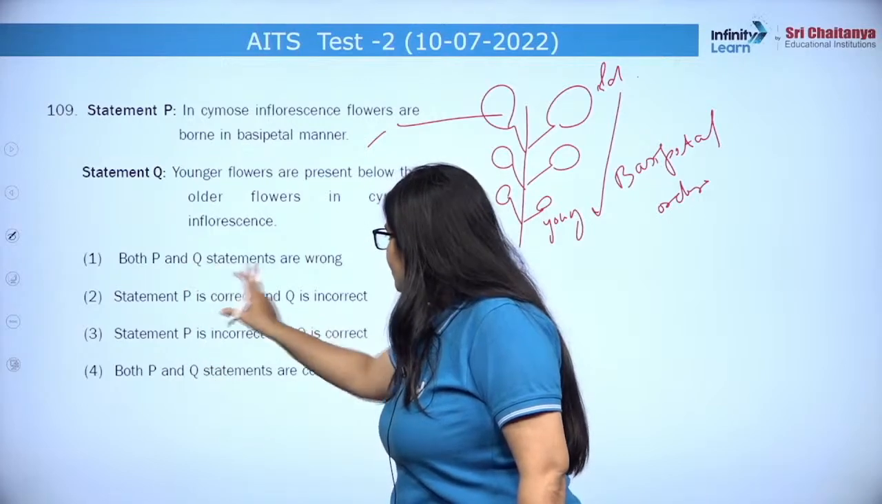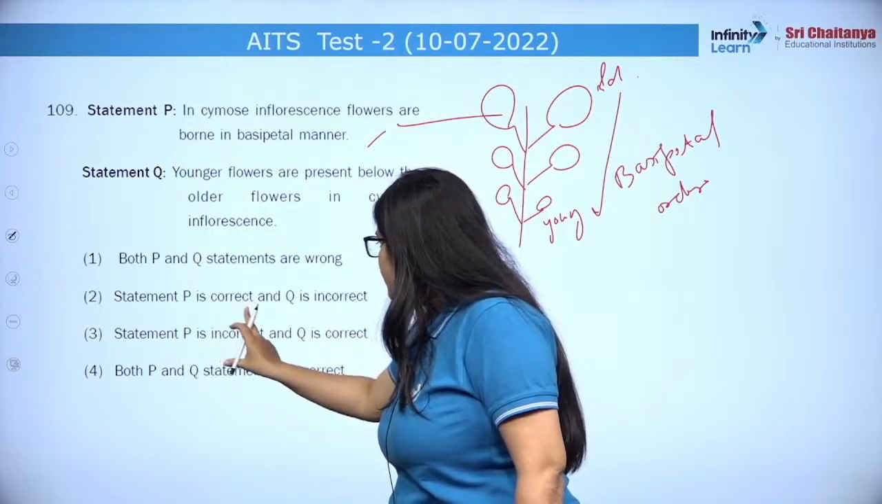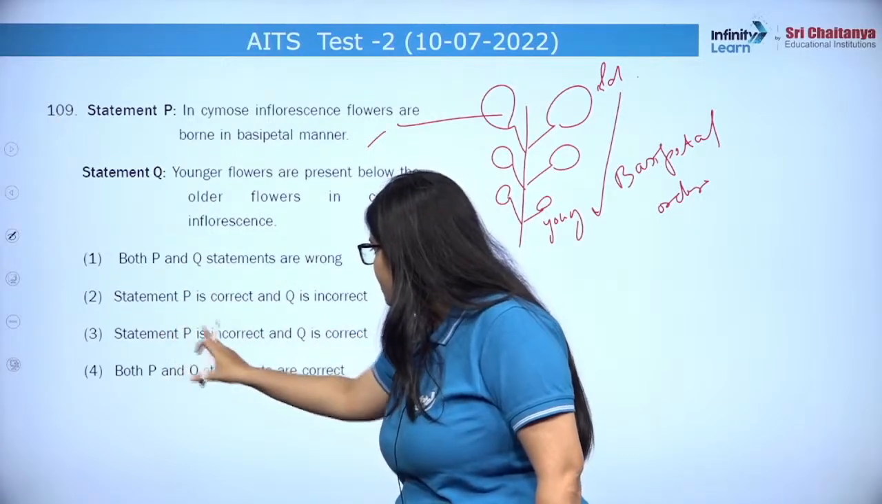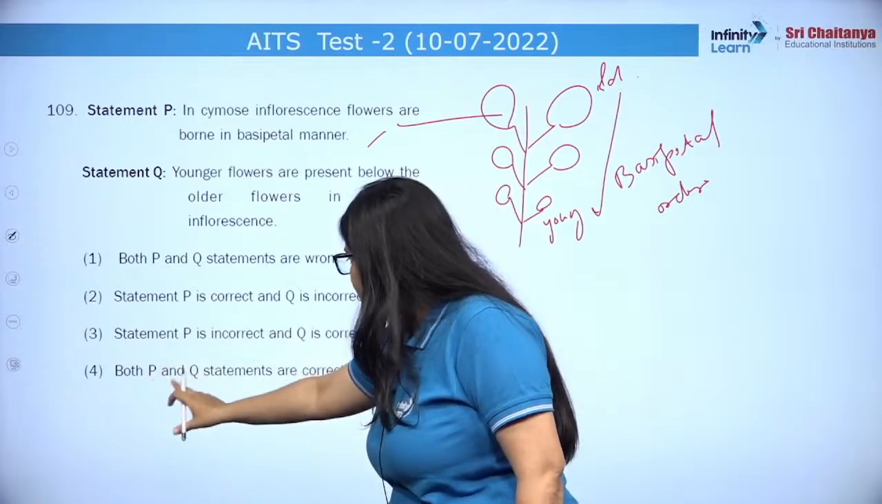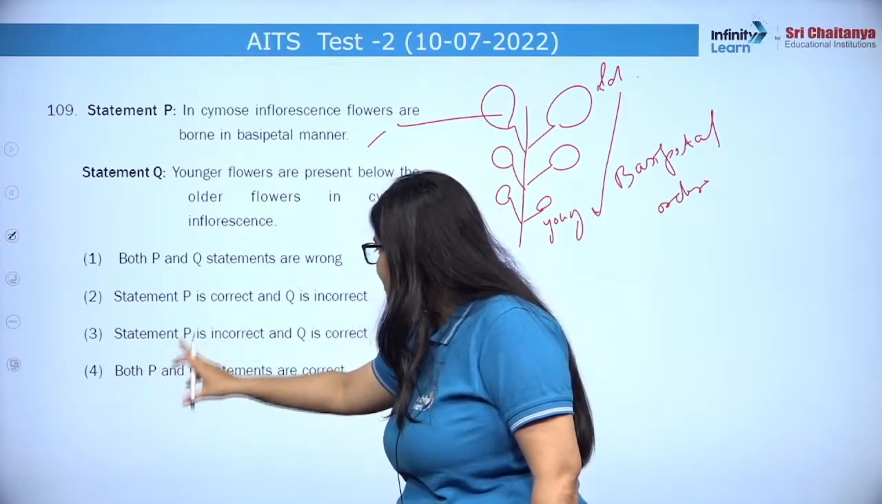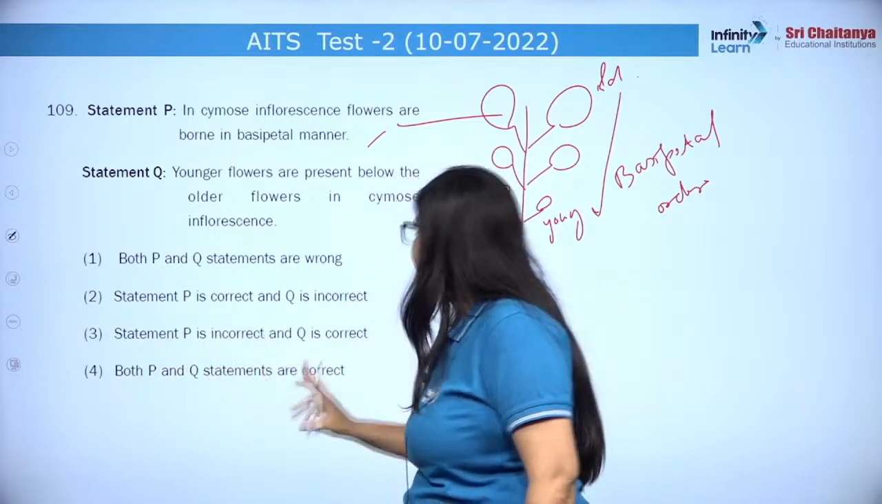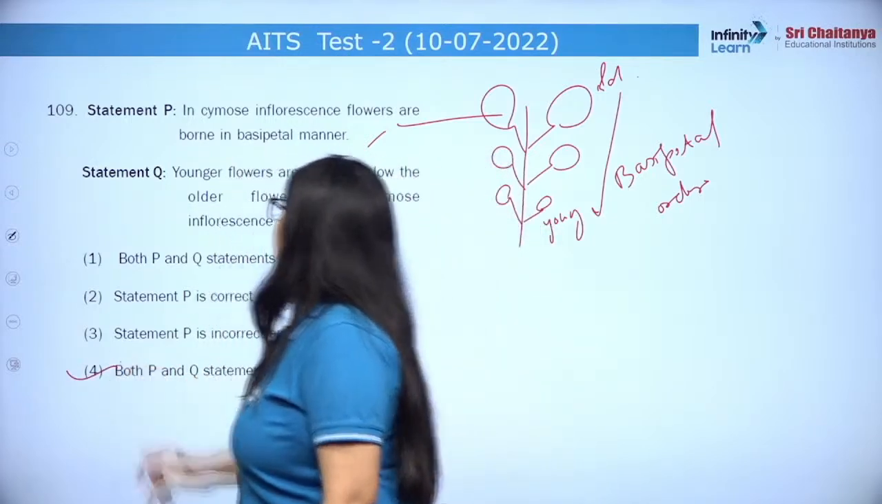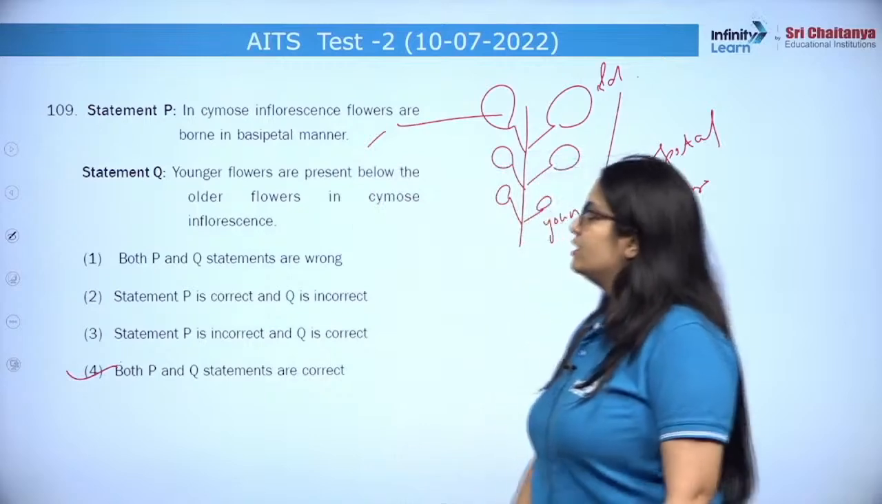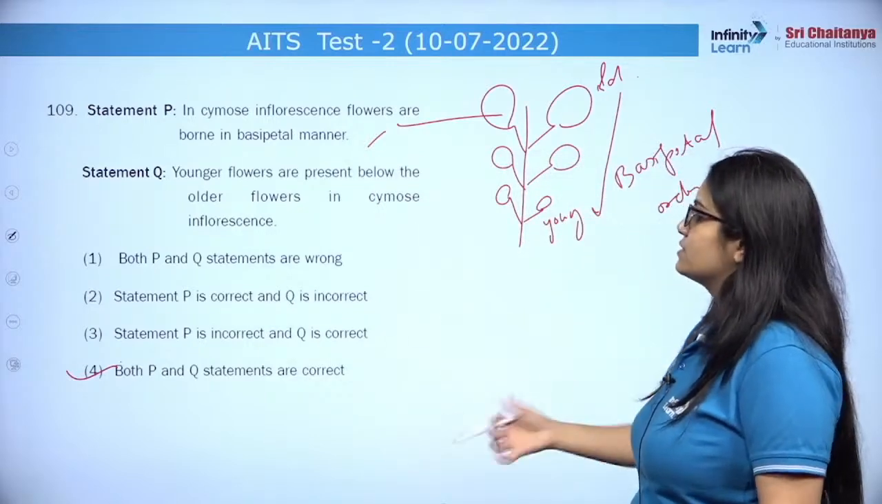So P and Q are wrong? No. P is correct and Q is incorrect? No. Statement P and Q, no. Both statements P and Q are correct. That's right. Fourth is right. Because both are correct, I have already explained to you. Both P and Q statements are correct.